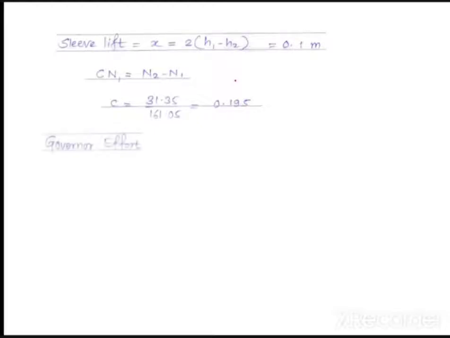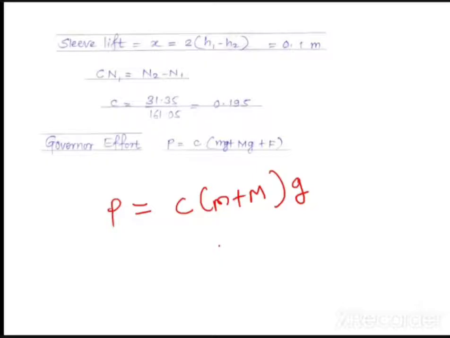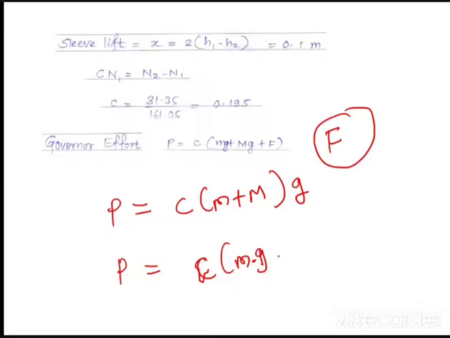Now governor effort. Can anybody tell me what the governor effort will be? The governor effort will be P is equal to C times (mg plus F). This is very important. What is the original formula? P is equal to C into (m plus M) into g. This is the original formula we derived. Now when you consider the frictional force, you have to modify this formula. So the formula is P is equal to C into (m plus M) g, plus capital M g plus F.